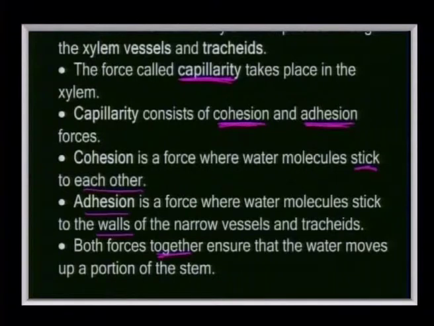So when they say here the force called capillarity, it's made up of cohesion and adhesion. All right. Cohesion, water molecules stick to each other. Adhesion, the water molecules stick to a thin tube. So the narrower that tube, the higher those water molecules are going to climb.